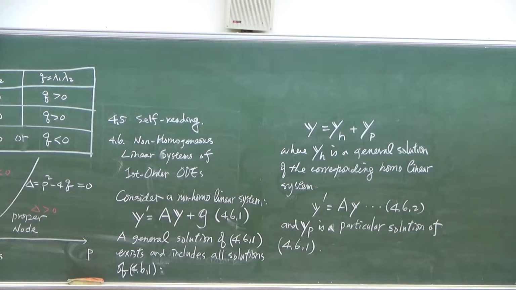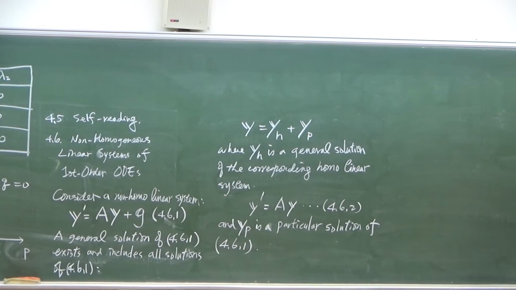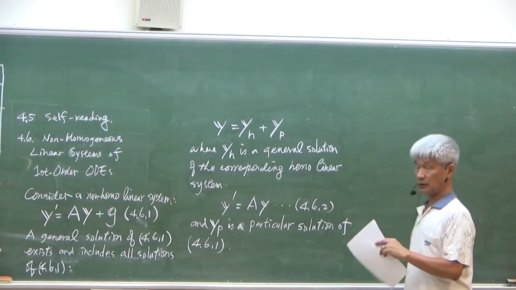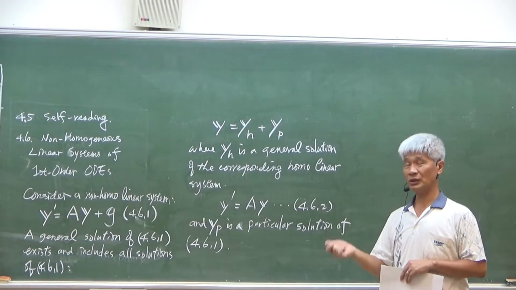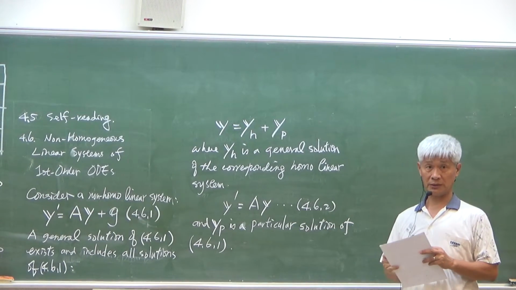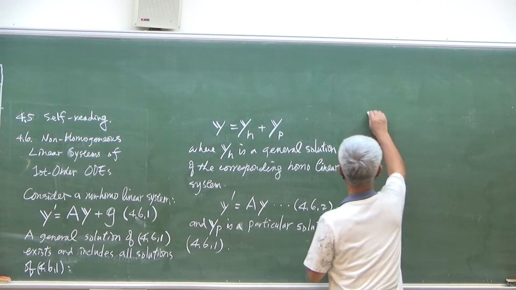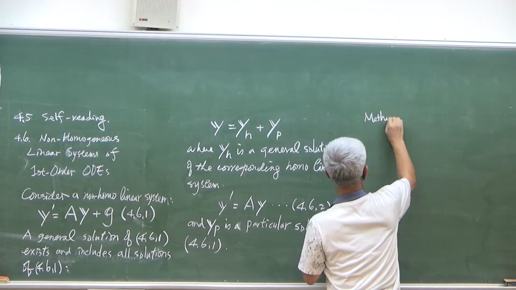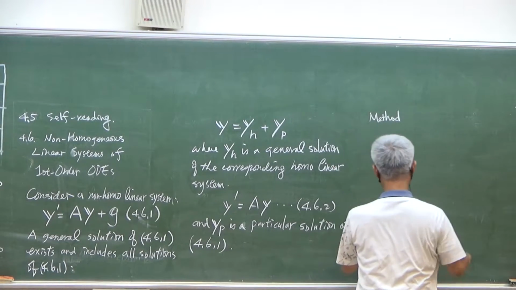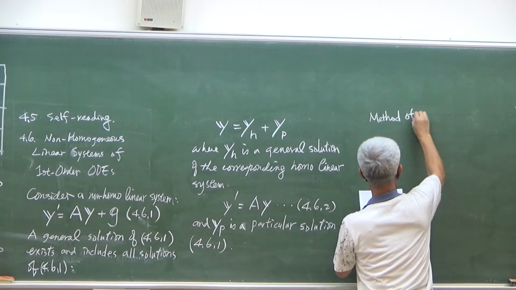Again, we have two general methods. One is called the method of undetermined coefficients. The other one is called the method of variation of parameters, created by Lagrange. Okay. So let me take two examples to illustrate both methods.